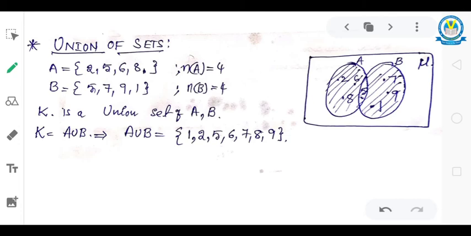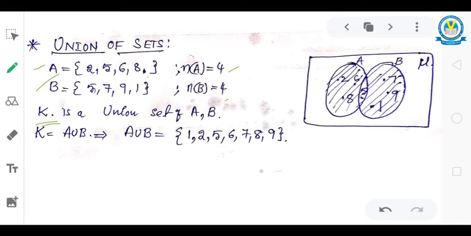Next, union of sets. Here are two sets, A and B. Set A has the elements 2, 5, 6, 8, so the cardinal number of set A equals 4. The elements of set B are 5, 7, 9, 1, so the cardinal number of set B equals 4. Now the union set of A and B. Here K is the union set of A and B. The union of A and B is a set which consists of all the elements of A and B. Here common elements are taken only once.